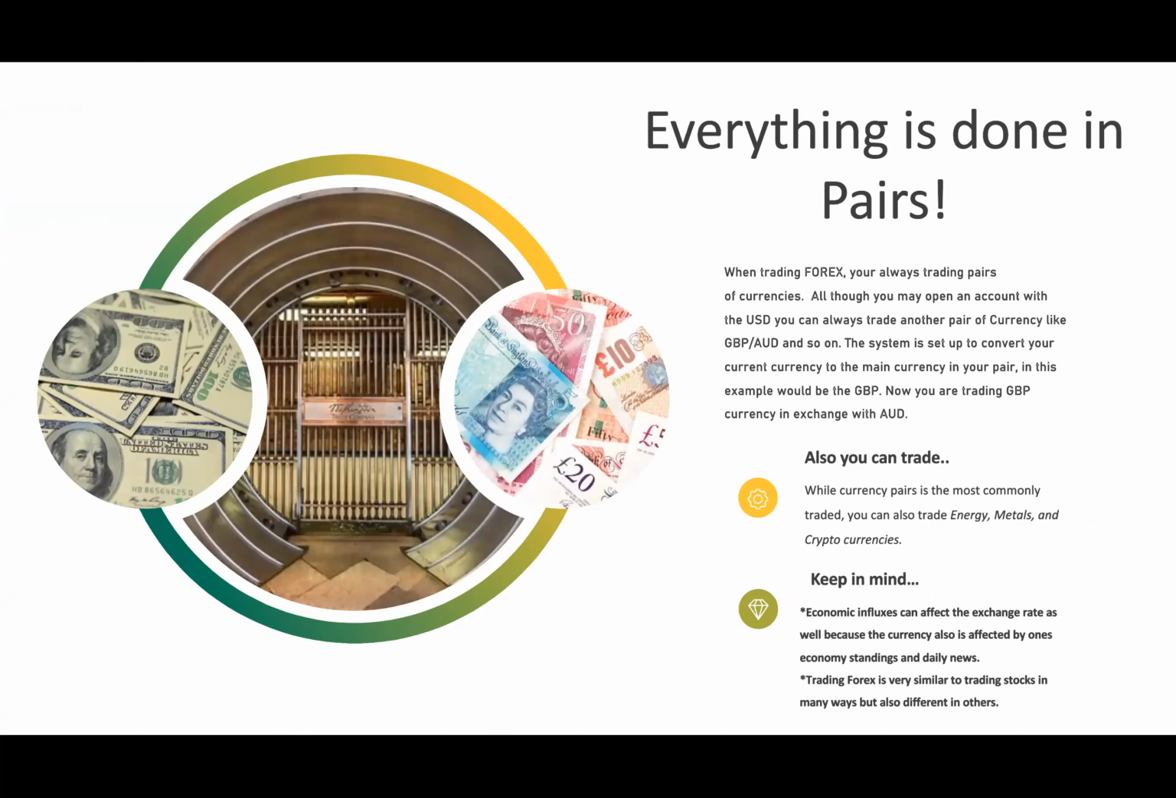Everything is done in pairs. When trading Forex, you always trade in pairs of currencies. Although you may open an account with the US dollar, you can always trade another currency like GBP, AUD, and so on. The system is set up to convert your current currency to the main currency pair. In this case it would be GBP, and now you're trading GBP currency in exchange with the AUD, the Aussie dollar.